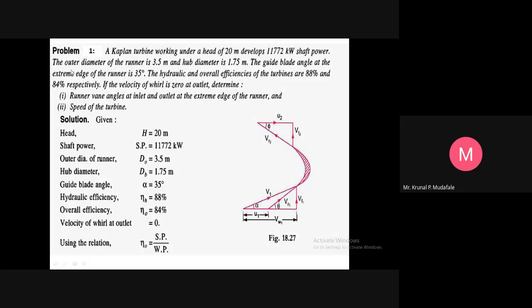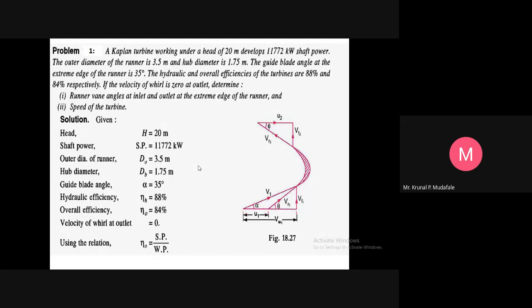So the diameter of the runner is 3.5 meter. In the previous lecture, we have seen the two diameters: one is the diameter of the runner and another is the hub diameter. DO is the outer diameter of the runner and DB is the hub diameter.